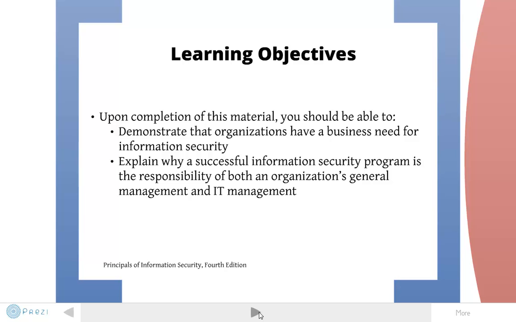There we go. So today we're going to try to demonstrate that organizations have a business need for information security, try to explain why a successful information security program is the responsibility of both the organization in general, of the management, and IT management.